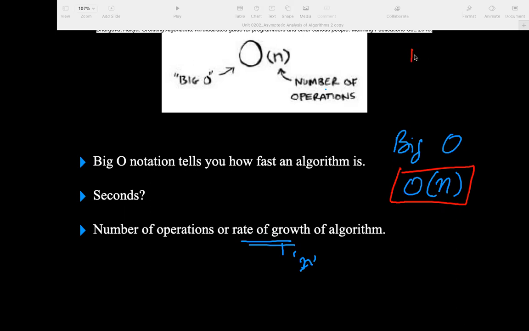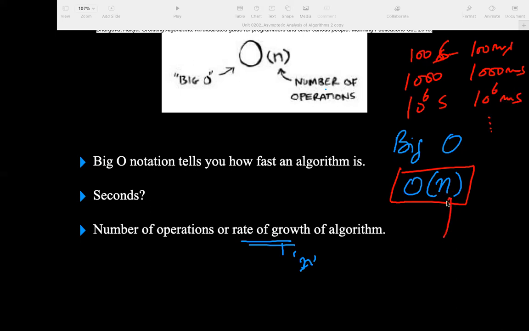So for example, if 100 searches need 100 milliseconds, then 1000 searches will require 1000 milliseconds, and 10 to the power of 6 searches will require 10 to the power of 6 milliseconds, and so on and so forth. So this is telling us that the rate of growth of our algorithm is directly dependent on the input size, which is n, right? Similarly, if we look at the binary search and we try to write down its big O value, then it is going to be O.